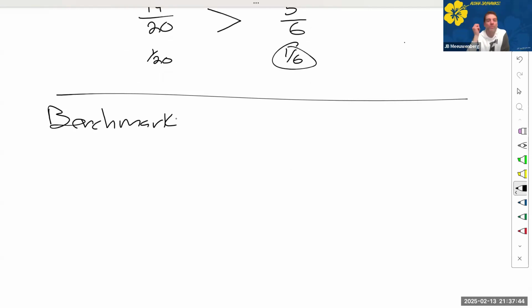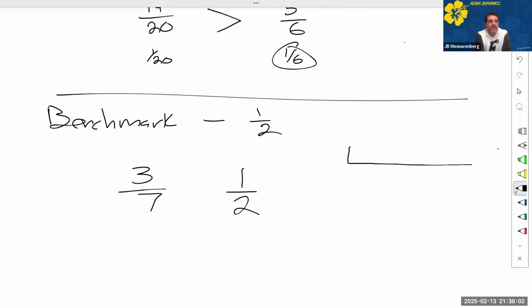What do I mean by that? With fractions, it's often going to be 1/2. So if I give you this fraction, 3/7, is that more or less than 1/2? So if we sketch this out and we say 1/2 is right here, where would 3/7 be? Would it be to the left or to the right? If this is 0 and this is 1.